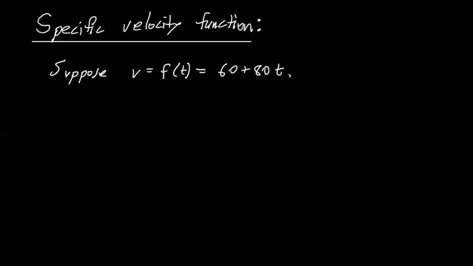So again, we could consider that to be, I mean, it's kind of contrived. I'm not going to lie. So t is time in minutes, and v is velocity in feet per minute.